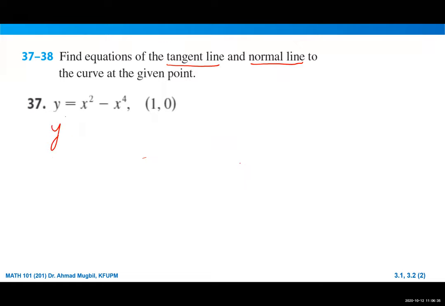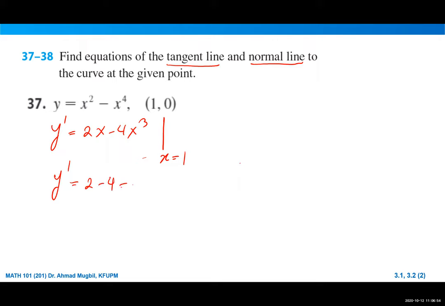What you will do is find the derivative, 2x minus 4x cubed, by using the power rule. Then you will evaluate it at x equals 1. If you need y, you can. So y prime at 1 will be 2 minus 4, which is negative 2. This will be the slope of the tangent. We can use this notation, m tangent.